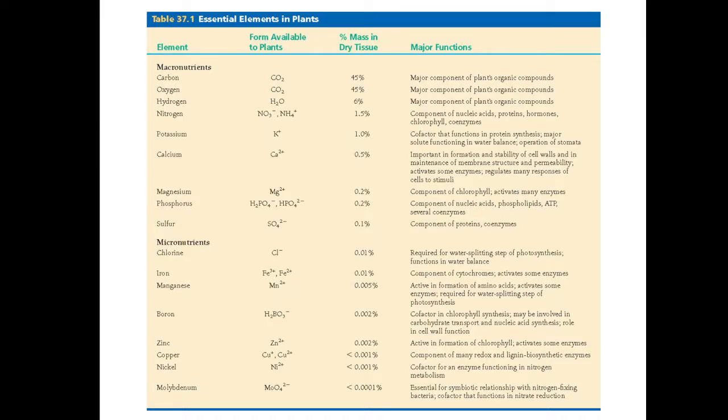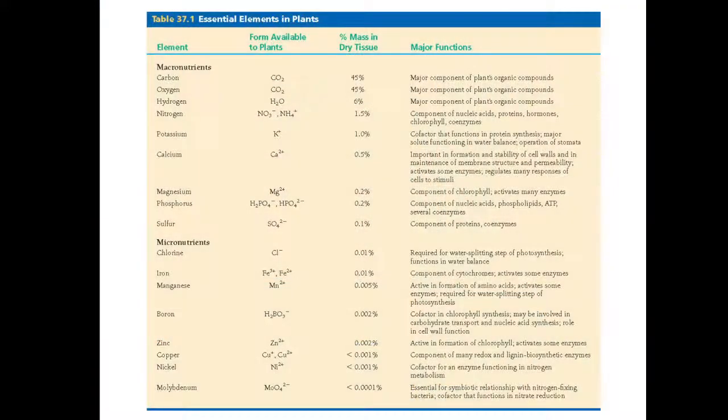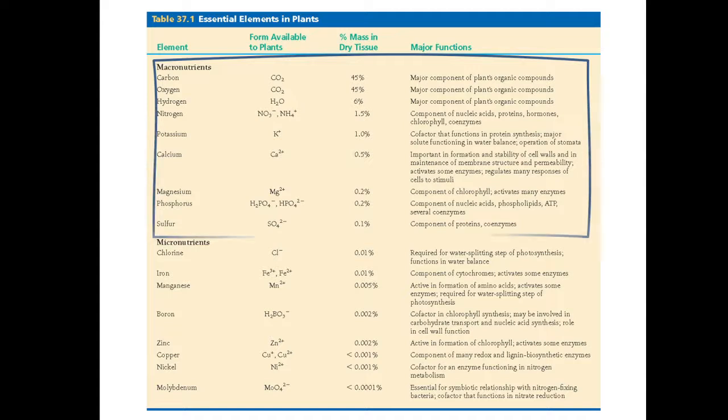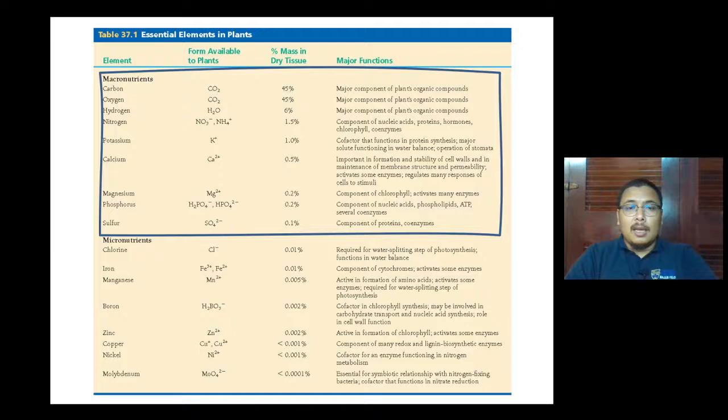More than 50 chemical elements have been identified among the inorganic substances in plants, but not all of these are essential for the plants. A chemical element is considered essential if it's required for a plant to complete a life cycle. So nine of the essential elements are called macronutrients, because plants require them in relatively large amounts.